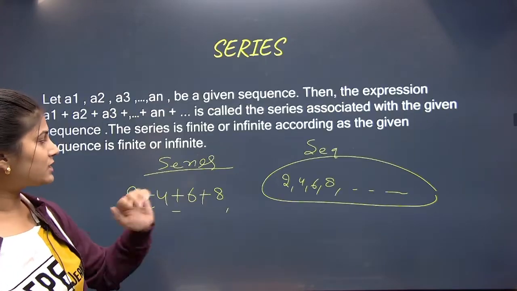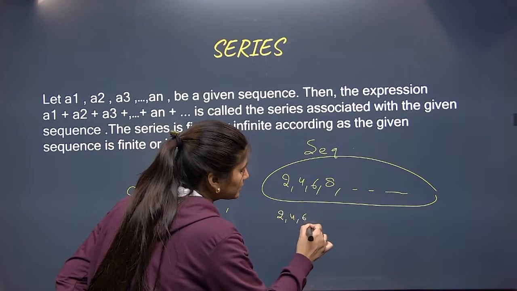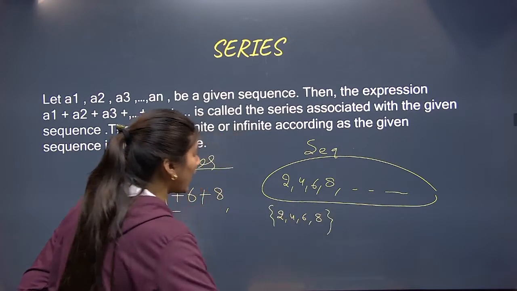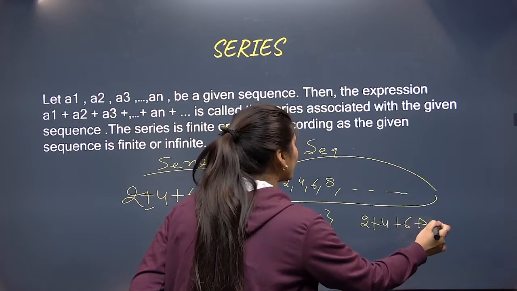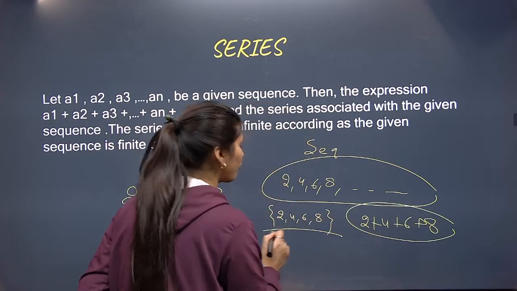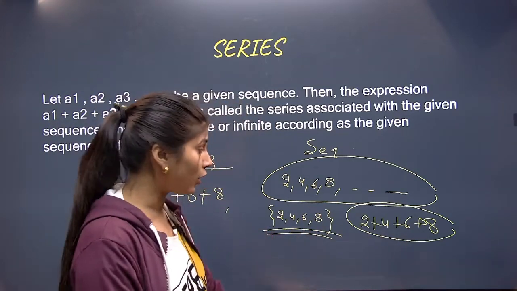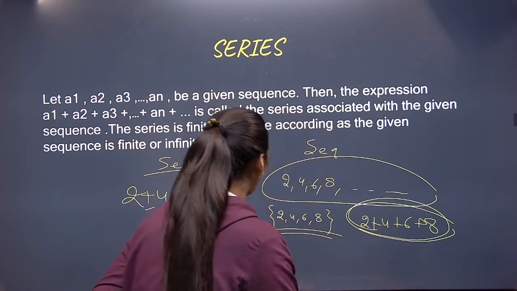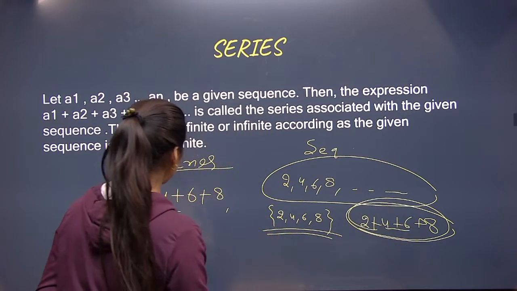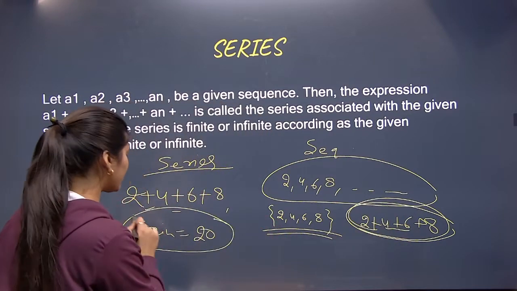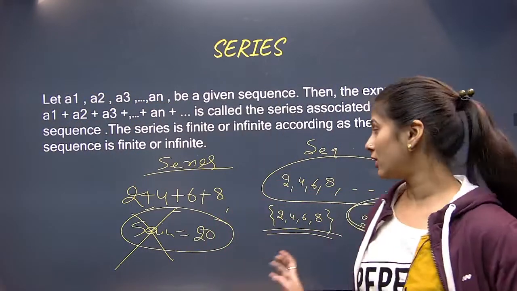Now let us suppose there is a sequence having 4 elements only, so it is a finite sequence and the corresponding series will be 2 plus 4 plus 6 plus 8. So if someone asks what is the series for this given sequence, then you will write 2 plus 4 plus 6 plus 8, but you cannot write the sum of all these 4. You cannot write that the series is 20. You cannot add them.